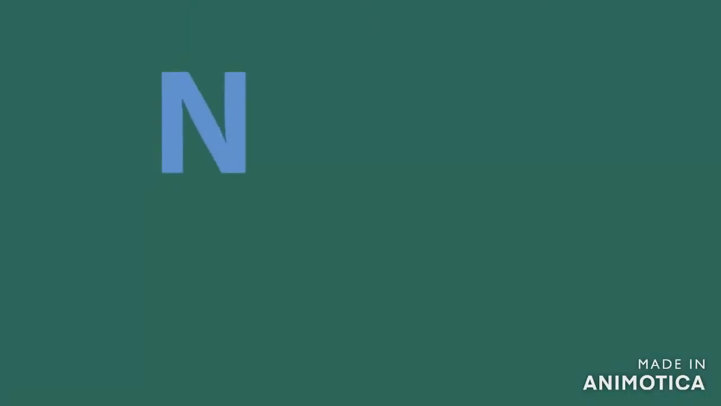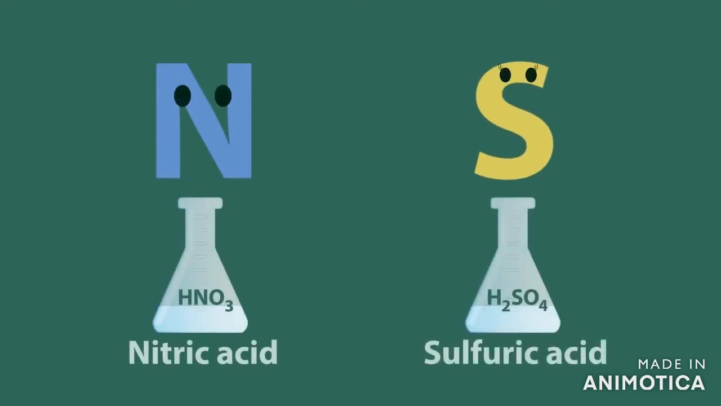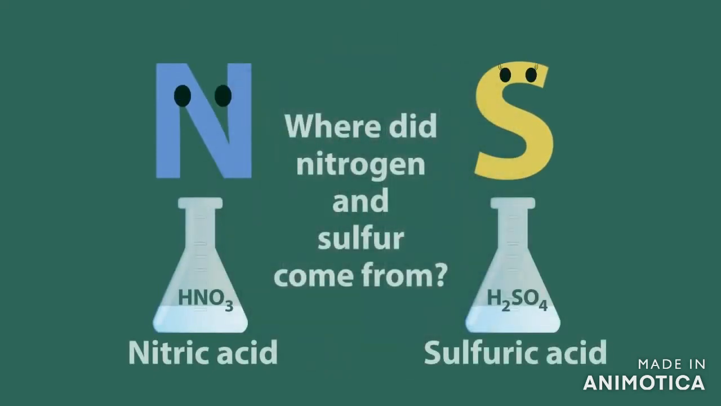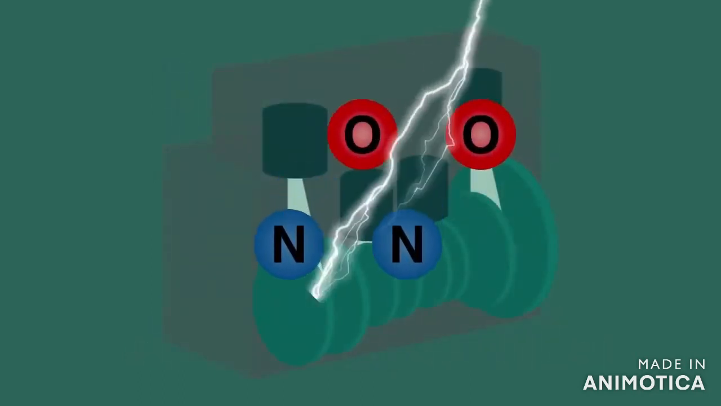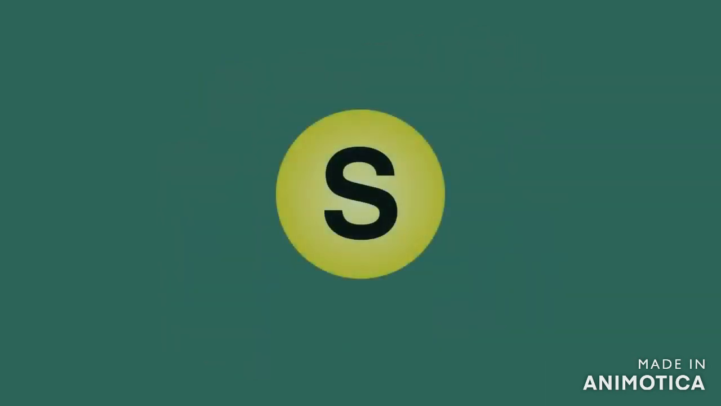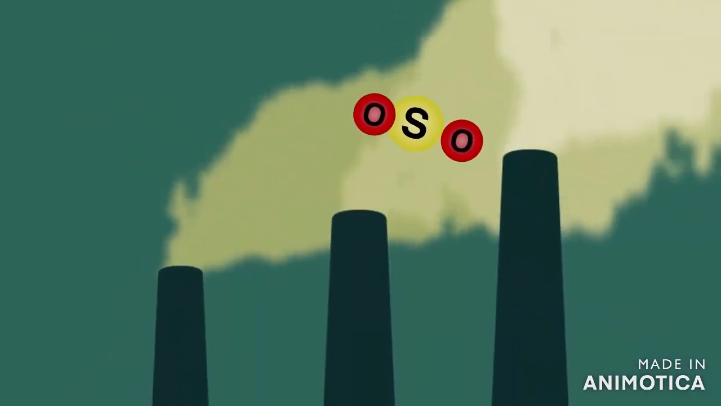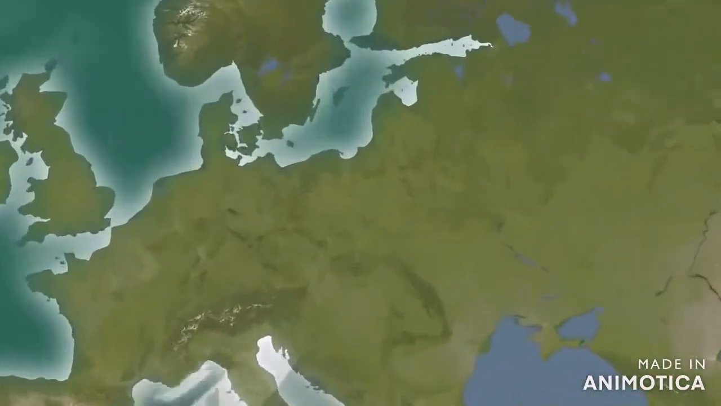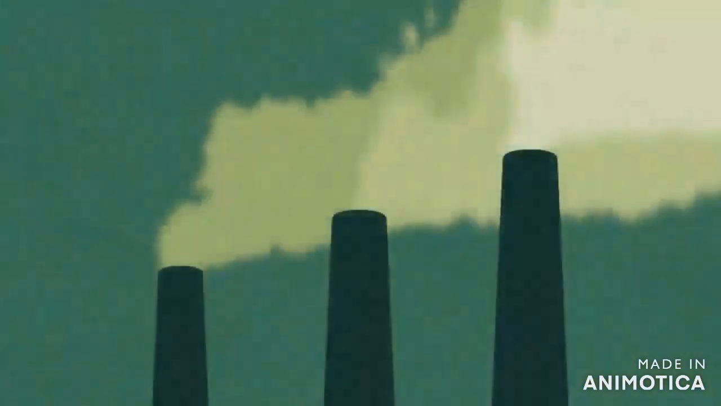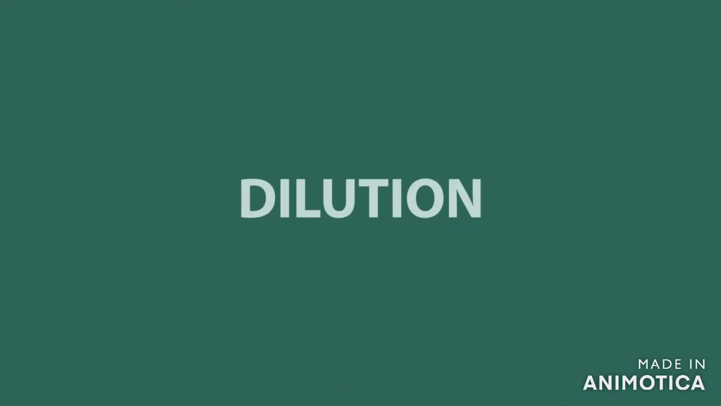Can you remember where the nitrogen came from in nitric acid and the sulfur in sulfuric acid? Well, the nitrogen came from the combination of atmospheric nitrogen and oxygen in the cylinders of motor vehicles, and the sulfur from when fossil fuels containing sulfur are burnt, particularly in our power stations. Let's look at the power station in Europe. For many years, these stations have been using tall chimneys to disperse the sulfur dioxide far away, thinking that dilution is the solution to pollution.